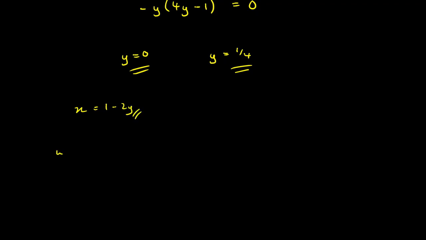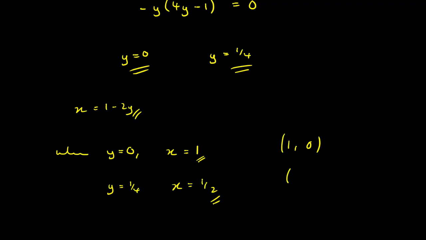So when y is equal to 0, x is going to equal 1 minus 0, which is 1. And when y is equal to a quarter, x is going to equal 1 minus 2 times a quarter. So 2 times a quarter is a half, and 1 minus a half is just going to be a half. So I end up with two solutions. The first is 1, 0, and the second solution is going to be a half, a quarter. Okay? And that should be it.